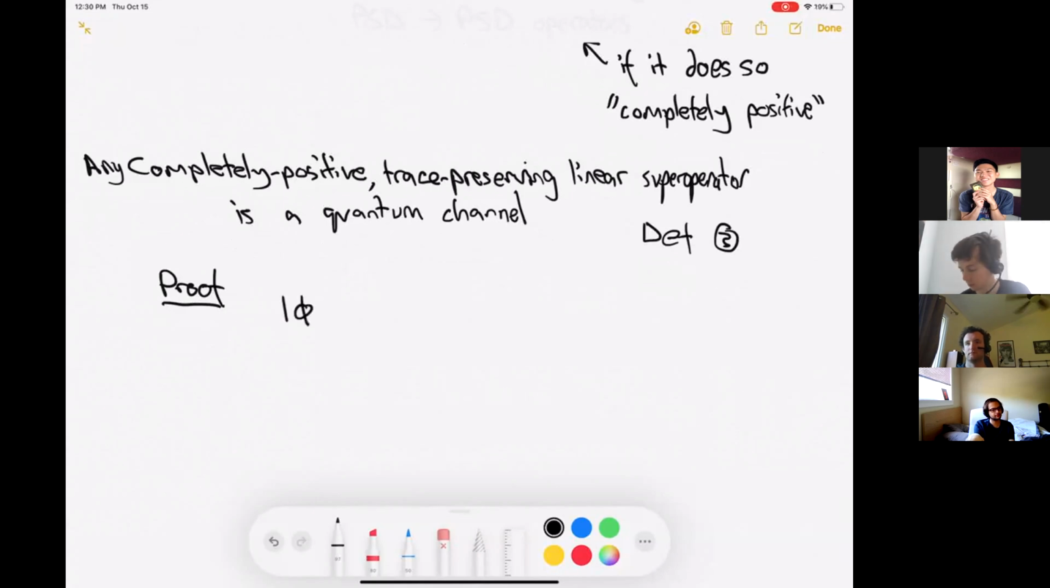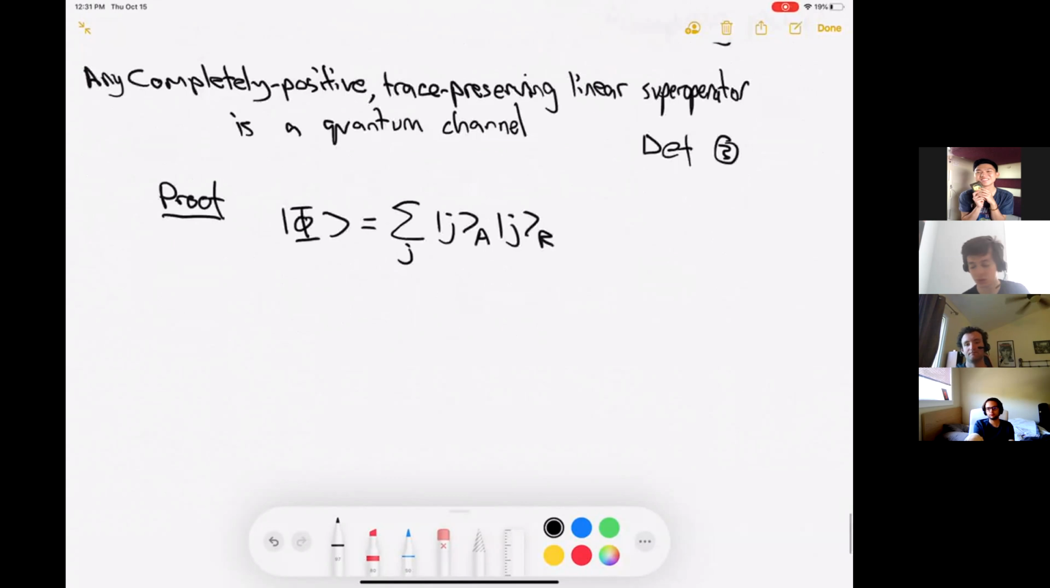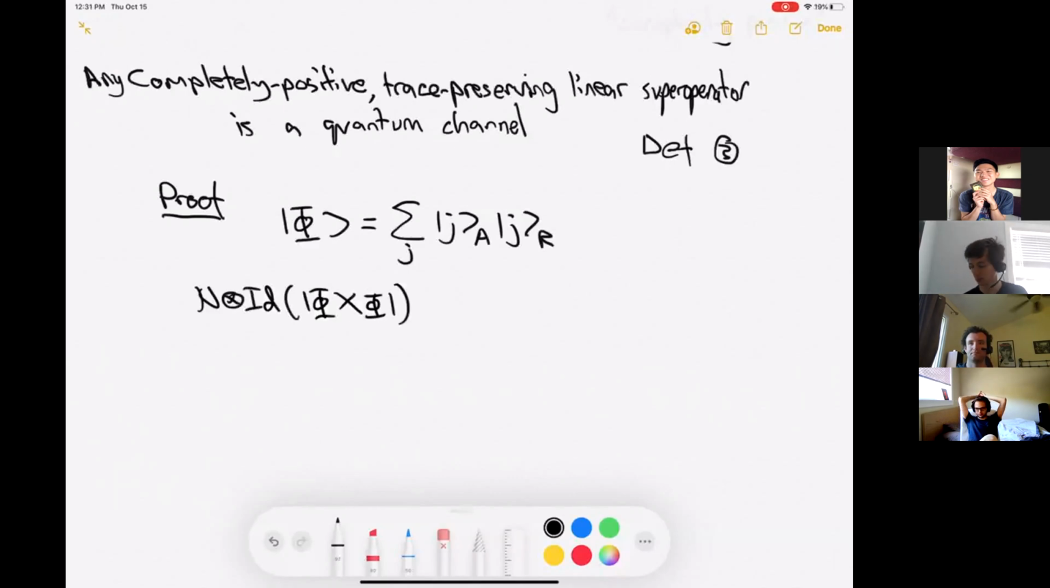We're going to define phi, the maximally entangled state, phi equals the sum over j of ket j on A, ket j on some reference system, where j is just some orthonormal basis for each of them. And now we're going to imagine applying the channel N tensor the identity to this maximally entangled state phi.